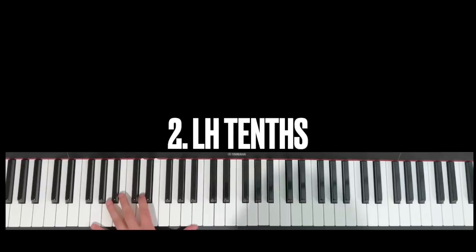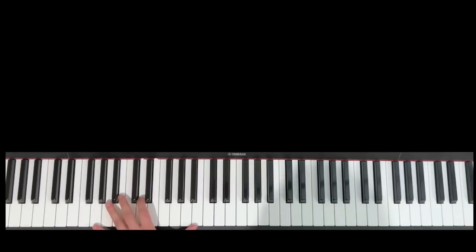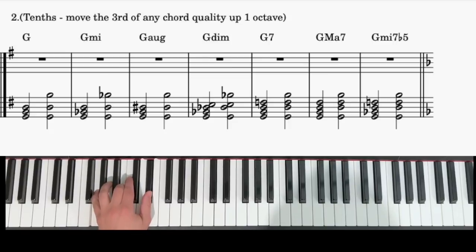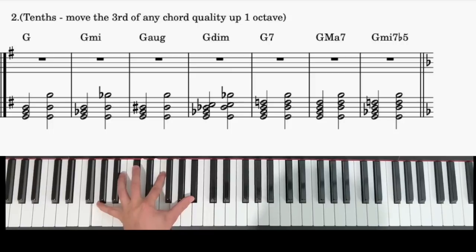Just to show you how versatile tenths are, I'll go through all the chord qualities in G, that are up to 7 notes. So typical G chord, for a 10th, you're always going to bring the third up 1 octave. So bring that B up to here. We want to do minor, augmented, 6th, 7th, major 7th, minor 7 flat 5, diminished.